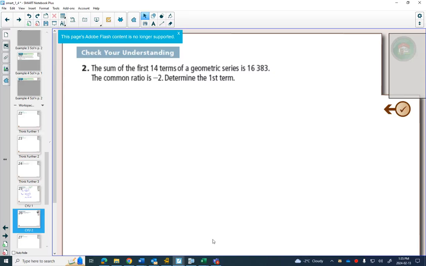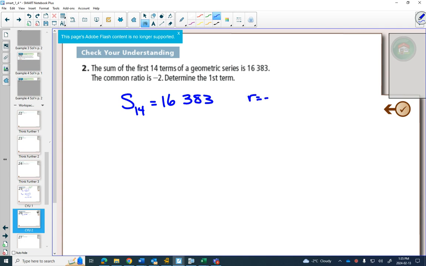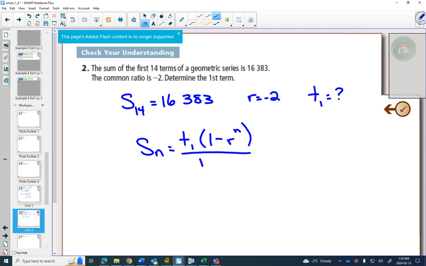The sum of the first 14 terms of a geometric sequence is 16,383. So we can write that out in the right notation. 16,383 is S14. Common ratio, so they tell us r is equal to -2, and we want to find term 1. So if we look at our geometric series formula, Sn is term 1, 1 minus r to the n over 1 minus r.